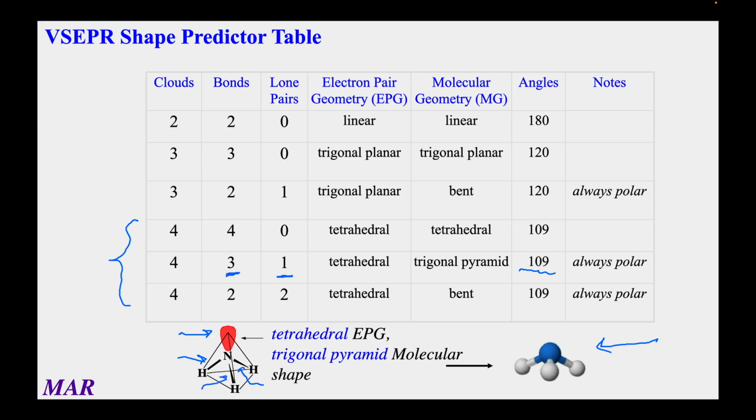But the important part for this discussion is that first, when you're doing VSEPR geometry to a Lewis structure, you've got to figure out the number of clouds. Clouds means number of lone pairs plus number of connections to atoms. So in NH3, there were 3 connections to atoms, 3 bonding pairs, and 1 lone pair for 4 clouds total. So that's why we're going to use this particular row right here. That means the EPG is tetrahedral, the MG is trigonal pyramid, and the bond angles are 109. And we'll talk about polarity here in a little bit.